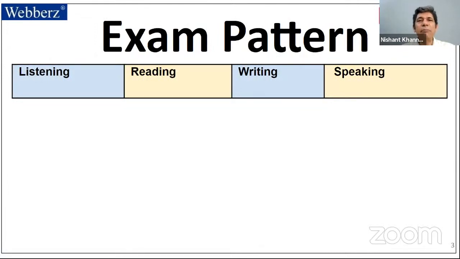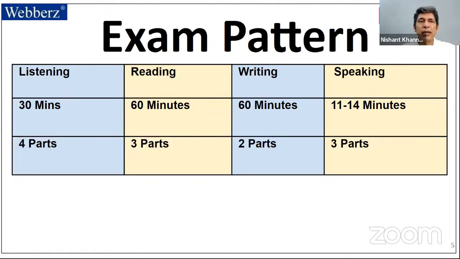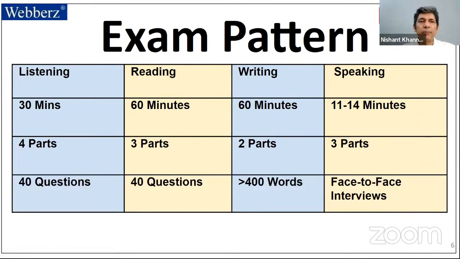Let us talk about the exam pattern first. Listening, reading, writing, and speaking. Listening is for 30 minutes, reading is for 60, writing is for 60, and speaking is for 11 to 14 minutes. There are 4 parts in listening, 3 parts in reading, 2 parts in writing, and 3 parts in speaking. There are 40 questions each in listening and reading. Writing has 400 words combined together, and speaking has face-to-face interviews or video call interviews.